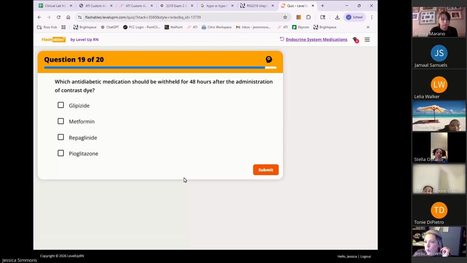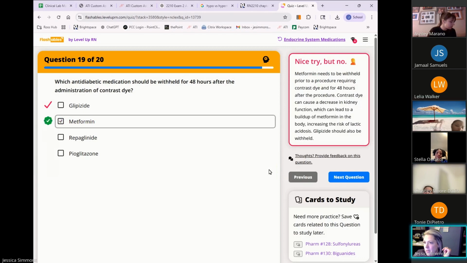All right, which anti-diabetic medication should be withheld for 48 hours after the administration of contrast dye? Metformin. Yes, baby. Metformin. Oh, it's a select all. It didn't say select all. That is not fair. It did not specifically say that it was a select all that apply. So we are correct, but apparently it's also glipizide. But metformin is 100% correct. Okay, that just really made me mad.